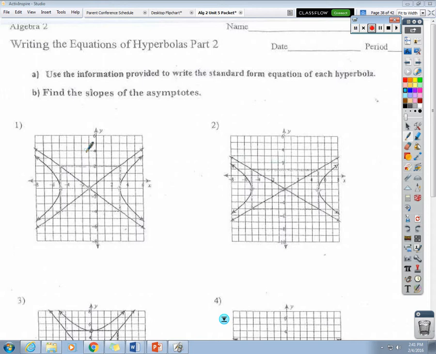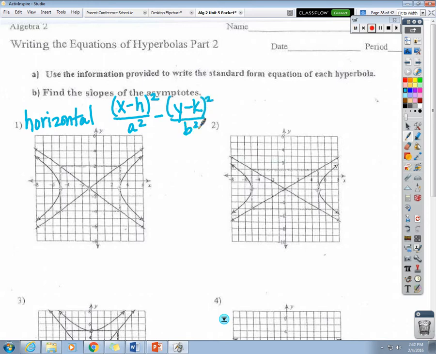Okay, number 1, is it horizontal or vertical? Horizontal. So when you hear the word horizontal, which axis comes to mind first? The x-axis. So we're going to be using that first equation where x is first. X minus h squared over a squared minus y minus k squared over b squared equals 1. Okay, but to actually fill it in, you have to know a, b, and the center, your h and k.